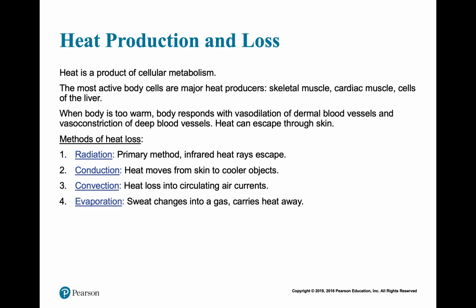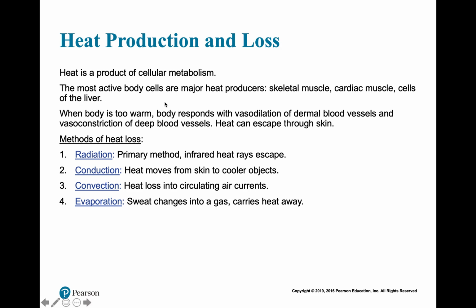So, heat production and loss. The majority of heat production in the human body will be due to cellular metabolism. So cells all throughout our body and all of our tissues are undergoing metabolism. They're undergoing lots of metabolic reactions, and those reactions produce heat because energy transfer is never 100%. A lot of energy transfer gets lost as heat. That heat gets absorbed by our blood and then transported around the body to help maintain body temperature.